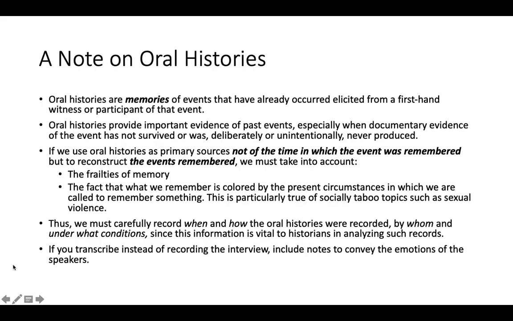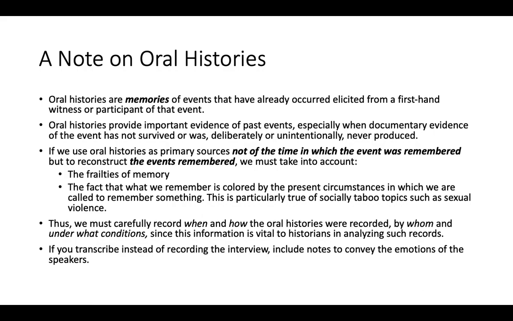Oral histories. One thing that makes oral histories different from other types of primary sources is that oral histories are memories of events that have already occurred that we elicit from first-hand witnesses or participants of those events. Oral histories, like other primary sources, provide important evidence of past events, especially when documentary evidence of the event has not survived or was deliberately or unintentionally never produced. However, if we use oral history as primary sources, not at the time in which the event was remembered, but to reconstruct the events that were remembered, we must take into account that memory is frail. People forget things. And also, memory is often colored by the present circumstances in which we remember something.